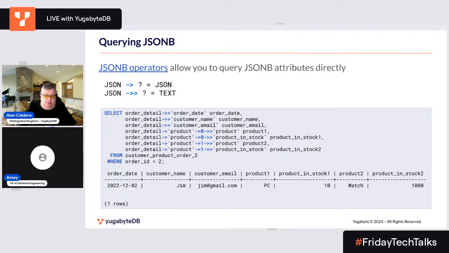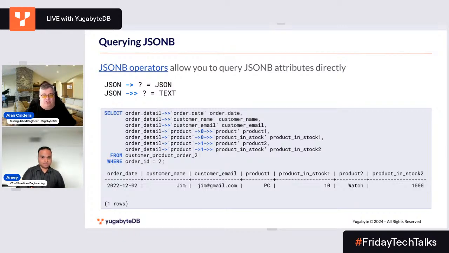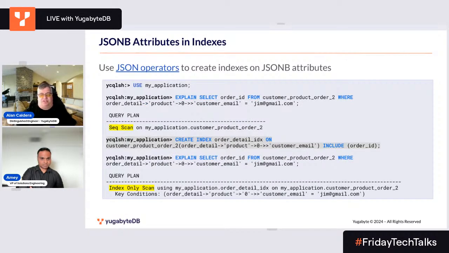When I actually go to query, there are a couple of different operators. The first, dash single arrow, says, okay, I'm referencing another JSON, and then a dash with a double arrow says, okay, this is my actual text value that I want to retrieve. So in this example, I could pull out a column from this order detail and actually create an index on it if I want to. So let me show you an example. Let me select an order where the product going to a specific customer is jim@gmail.com.